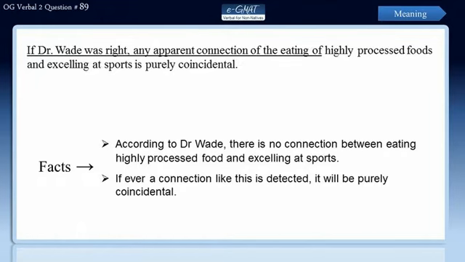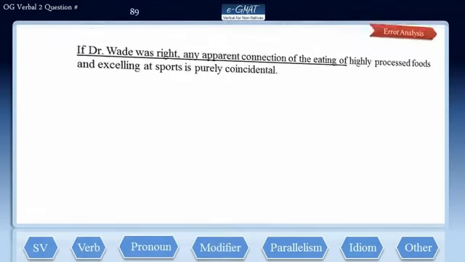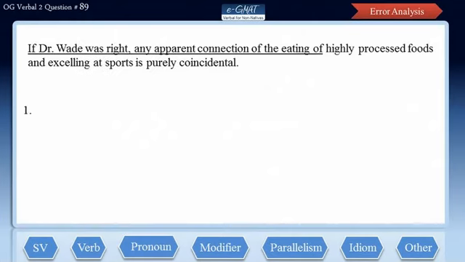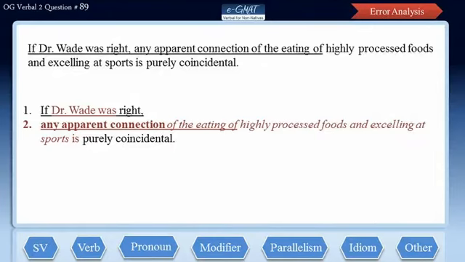Now let us evaluate the errors by splitting this sentence into its clauses. So here comes the first clause. If Dr. Wade was right, here Dr. Wade is the subject and was is the verb. After right, we have a subject-verb pair, which means we have another clause that reads, any apparent connection of the eating of highly processed foods and excelling at sports is purely coincidental.